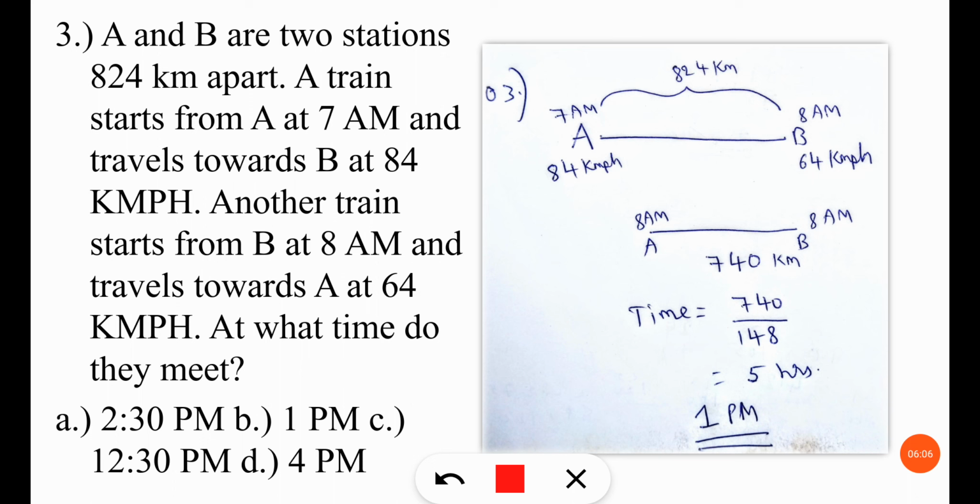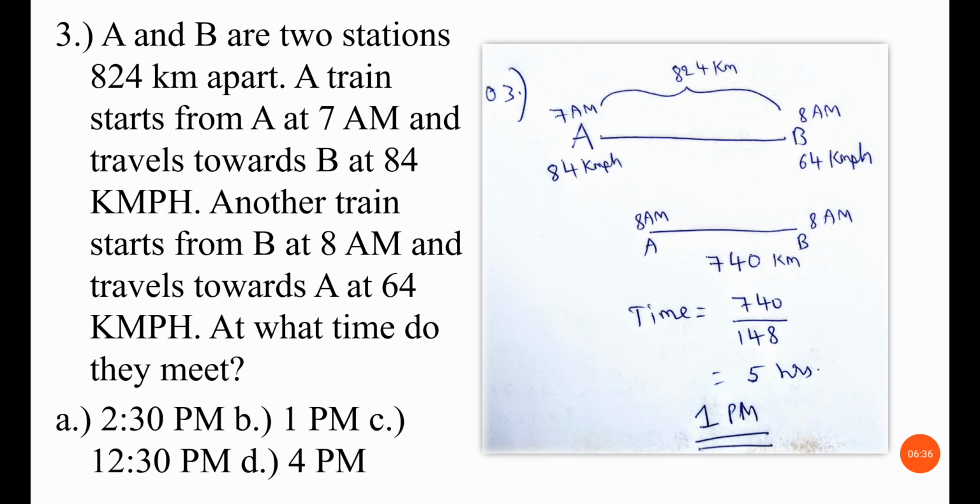We are being asked a time. Time equals distance by speed. Distance is 740 kilometers. Speed means 84 plus 64, because they are moving in opposite directions. When trains move in opposite directions, we have to add the speeds. That is 84 plus 64 equals 148. 740 by 148 equals 5 hours. 5 hours plus 8 a.m. equals 1 p.m., 13 hours. Option B is the correct answer.